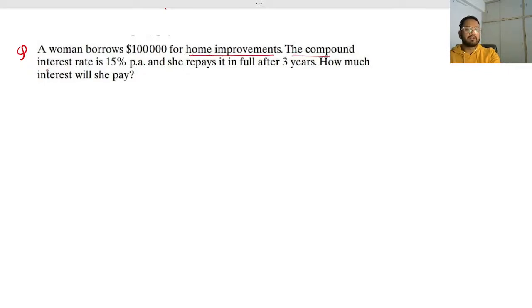The compound interest rate is 15% per annum. She repays it in full after 3 years. So after 3 years she repaid all the money. How much interest will she pay? Okay, so you need to find the answer. Let's see who can do this.